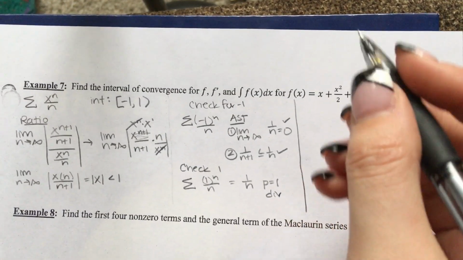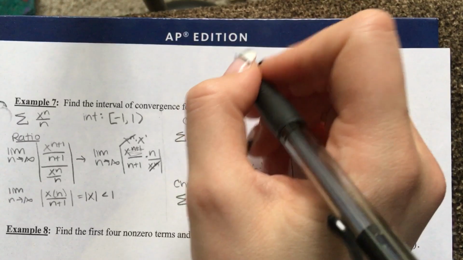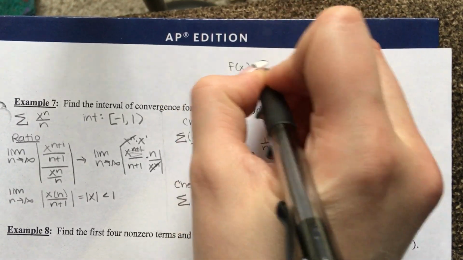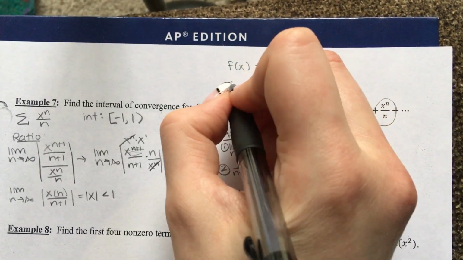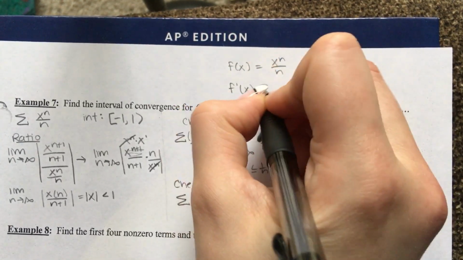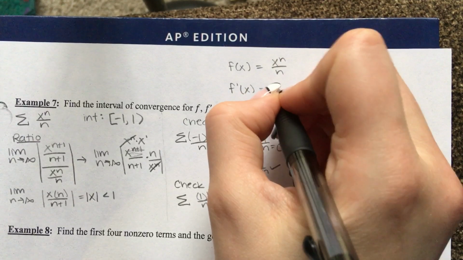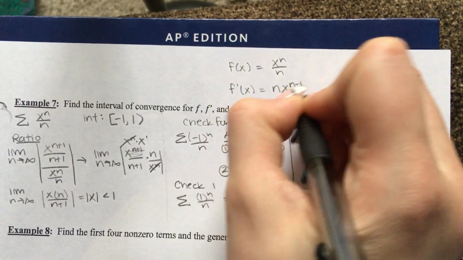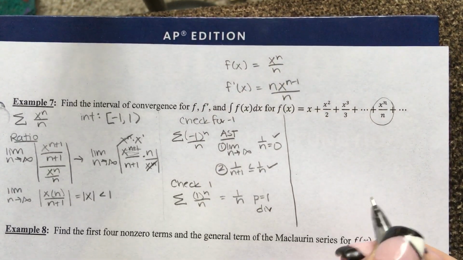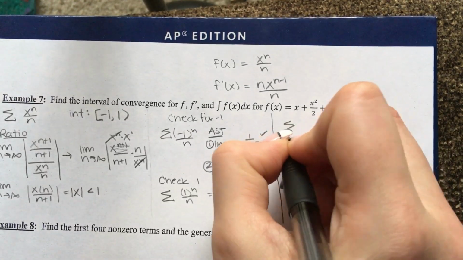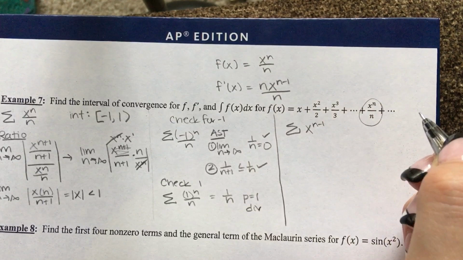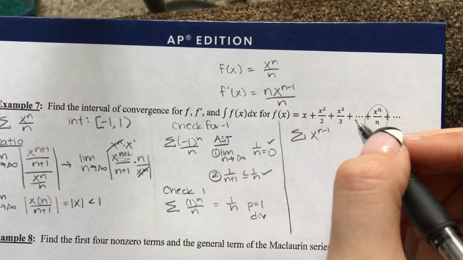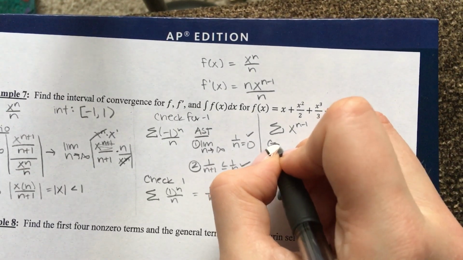All right, so my derivative, I'm going to write it up here. If f of x was x to the n over n, then for my derivative I'd take this, move it to the front, so n times x to the n minus 1, still divided by n. So for my derivative, I can cancel out those n's, and that's just x to the n minus 1. And if you look at this, hopefully you're recognizing that this is a geometric.